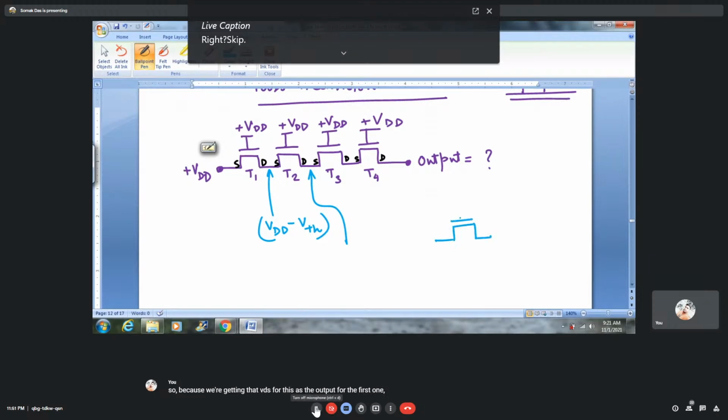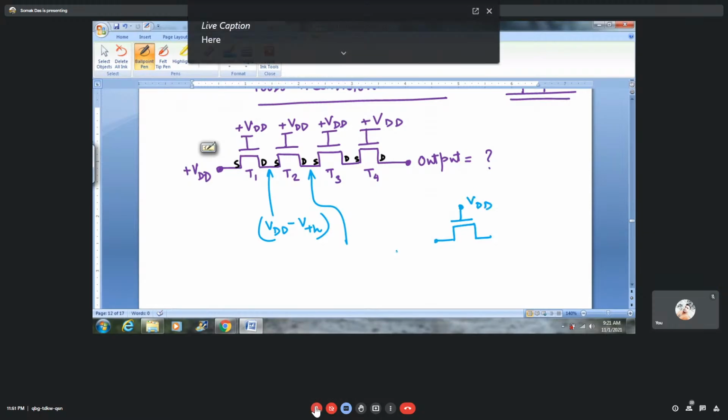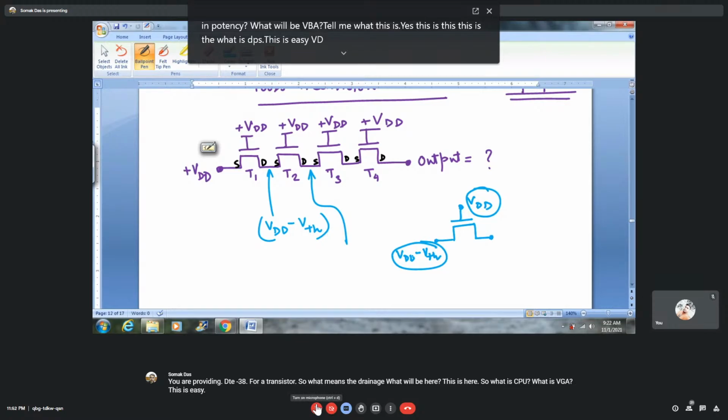So, this is the VDD. Here you are providing VDD minus VTH for a transistor. Okay. So, what will be the drain end potential? What will be VGS? Tell me. This is VS. This is VG. So, what is VGS? This is VG, VDD. And this VDD minus VTH is VS. So, what is VGS?